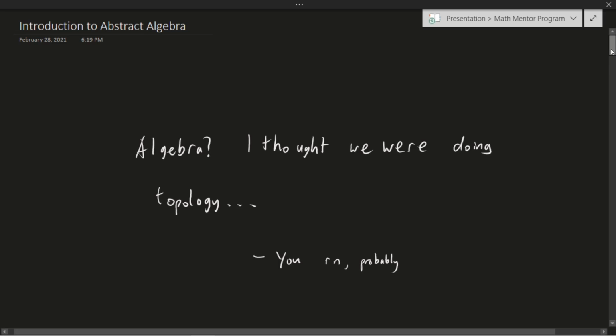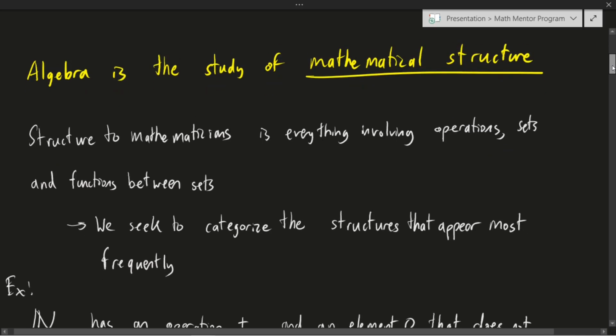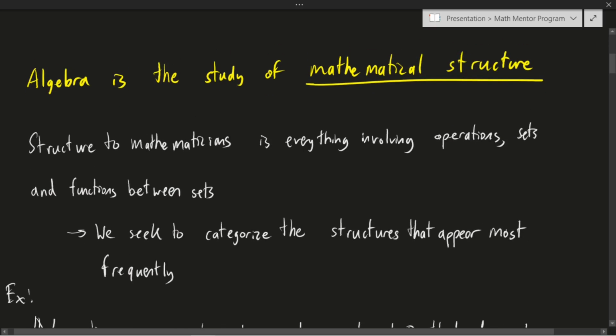Okay, and we'll see, not today, but in future sessions, why this algebra is so important. And actually, in our next session, we're going to bring up this idea again when we talk about things like the fundamental group of a space. Okay. So algebra is the study of mathematical structure.